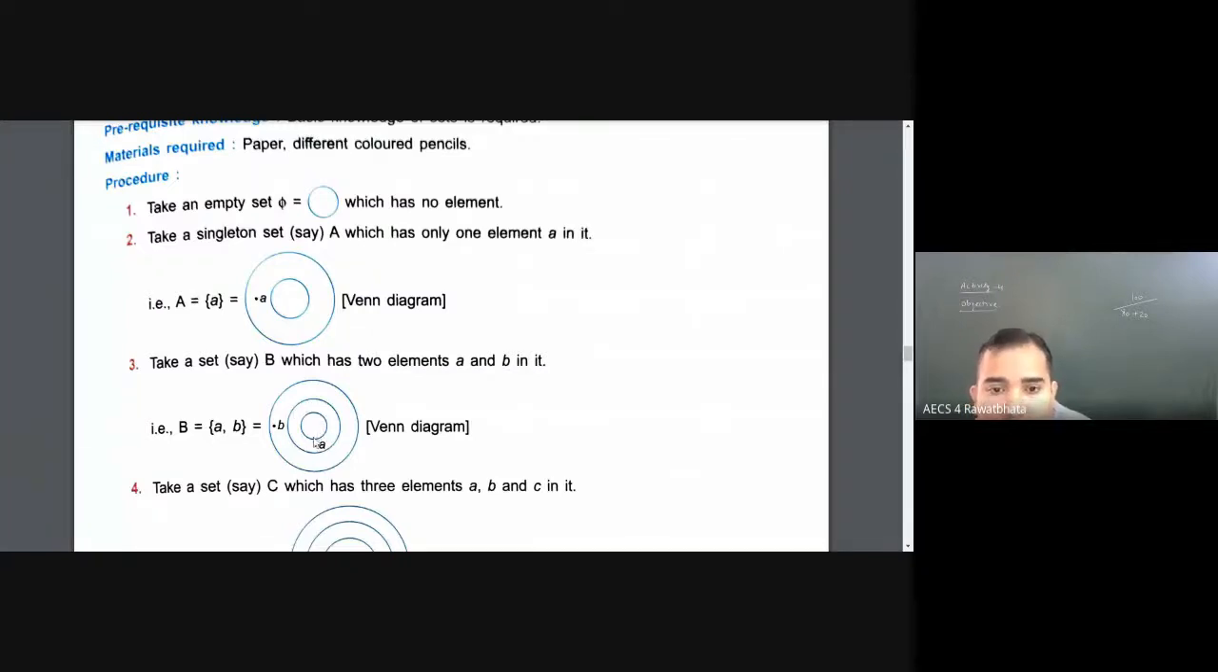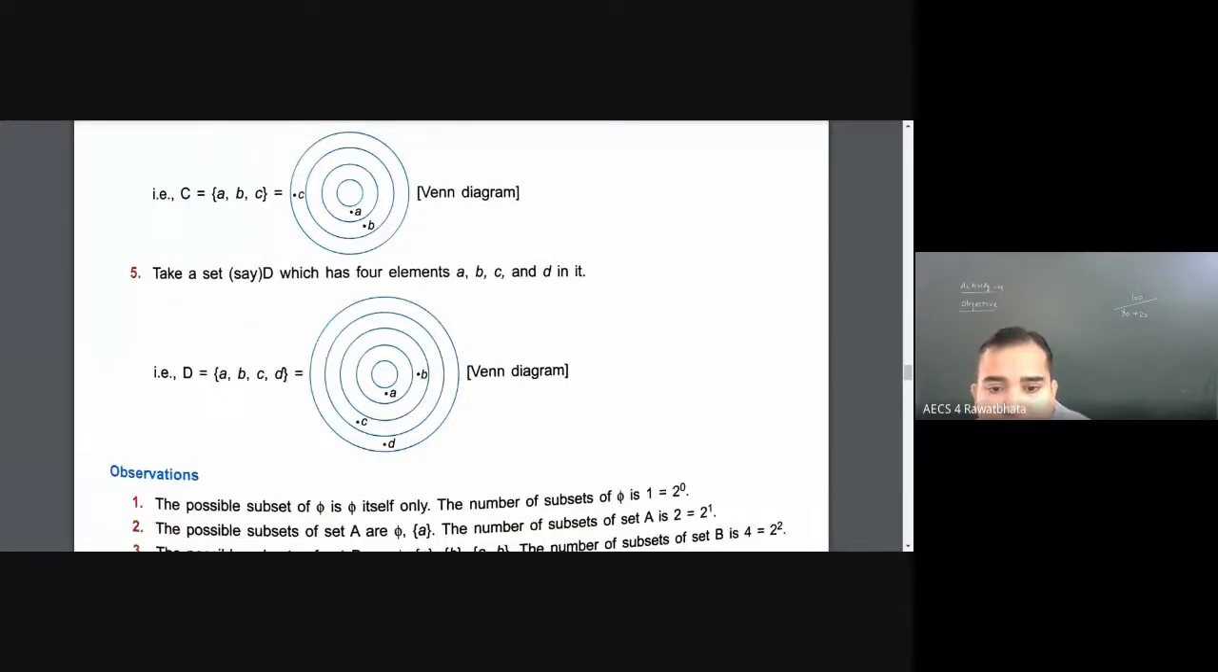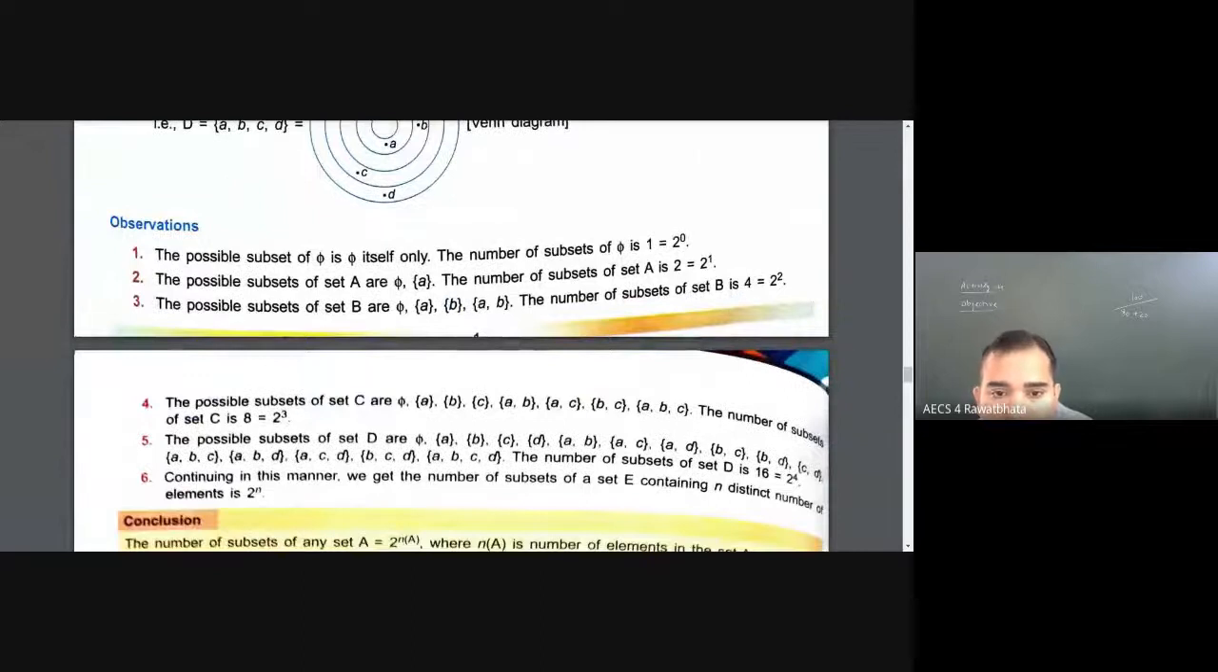One simplest combination is that nothing is written. In the innermost circle you take phi. Then one possibility is that you take only one element A. One possibility is you take only one element B. One possibility is you take both elements A comma B. So you have to write all sets separated by commas like this, as it is written in the observation.